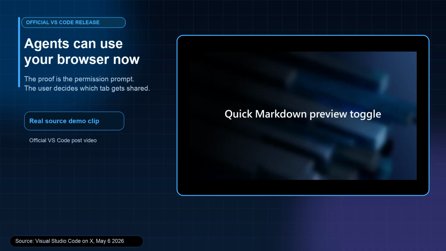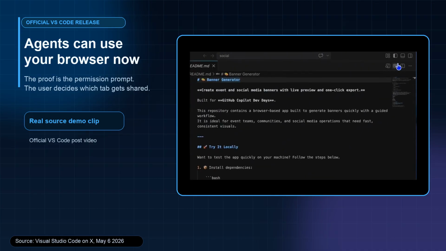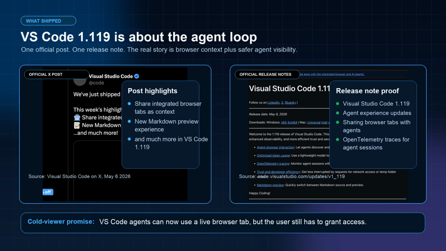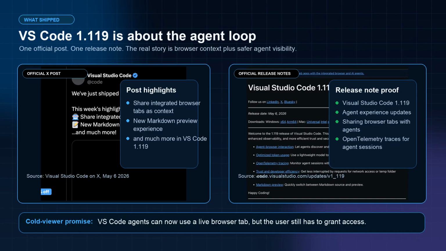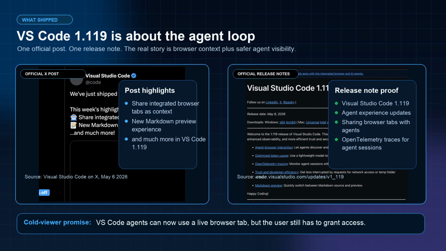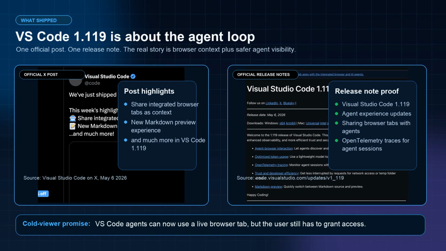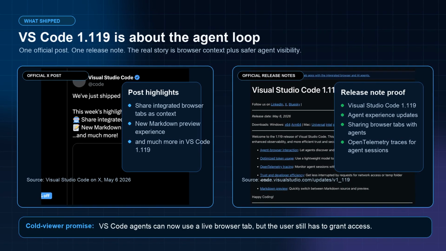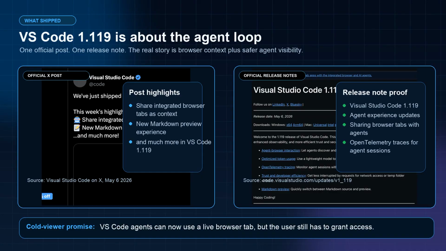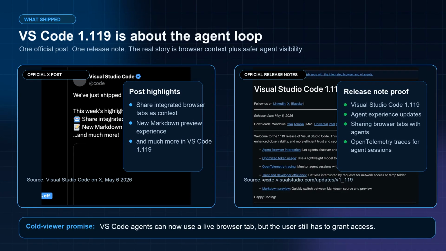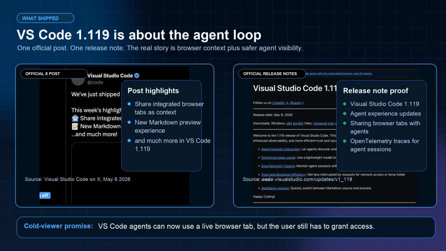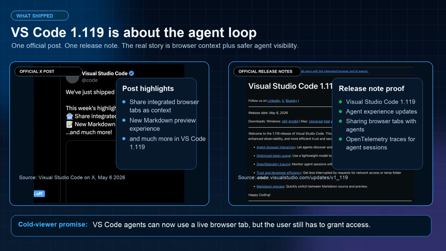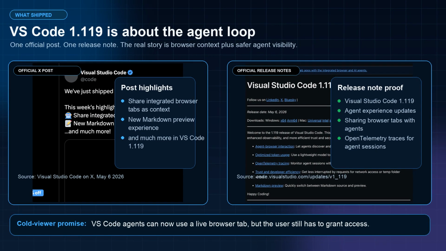The real story is the release behind it, Visual Studio Code 1.119. Here is what shipped. The official post calls out two things: sharing integrated browser tabs as context and a new Markdown preview experience. The release notes add the bigger picture. Version 1.119 focuses on smoother agent interactions, better observability, and fewer trust and security interruptions. That is a much cleaner story than another generic AI editor update.